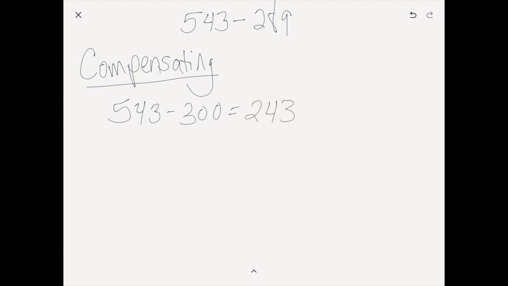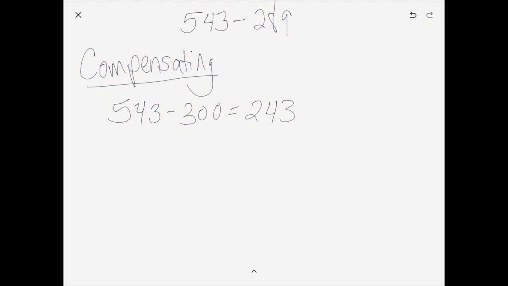The problem happens when they try to figure out, okay, I know I wasn't supposed to subtract 300, so how do I fix it? Now, instinctively, even as adults, we look at this and we say, well, we added 11 to get to 300, so I should subtract 11. But it doesn't give us the right answer. So why doesn't that work?